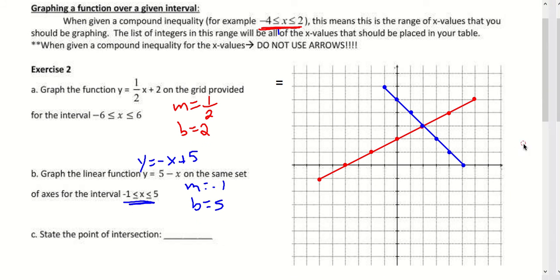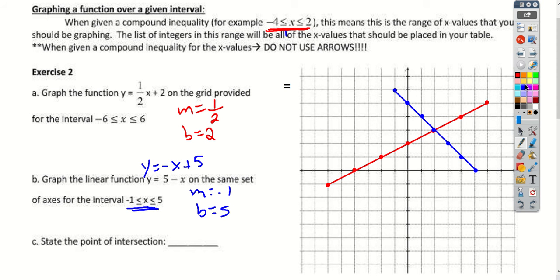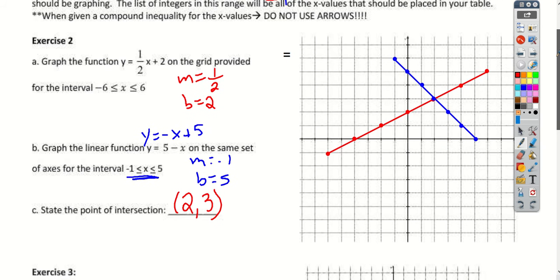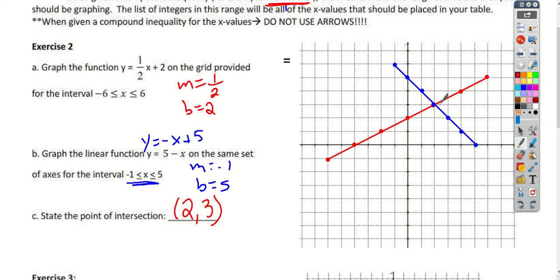Okay, so the intersection point occurs right here. And that point has the coordinates 2, 3. Okay, and that is essentially what we're going to do. So if we wanted to make a function that only used the blue line here and then the red line up here, we could do that.